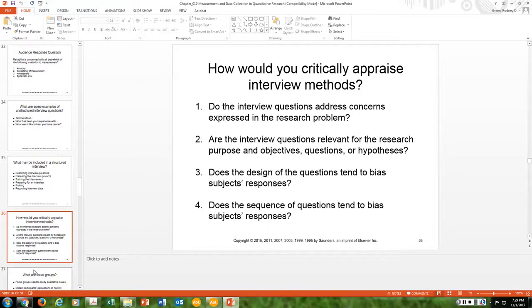How would you critically appraise interview methods? Do the interview questions address concerns expressed in the research problem? We spend a lot of time talking about the research problem, right? Once you get your research problem stated as a question, it directs your research design and your hypothesis, right? And your statistical analysis. Are the interview questions relevant for the research purpose and objectives, questions, or hypotheses? Does the design of the questions tend to bias subjects' responses? Does the sequence of questions tend to bias subjects' responses?